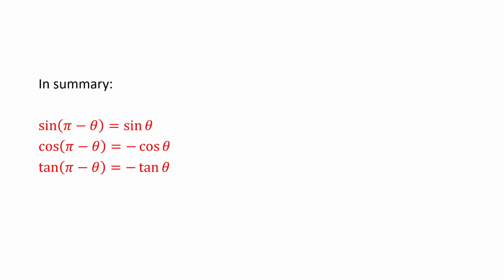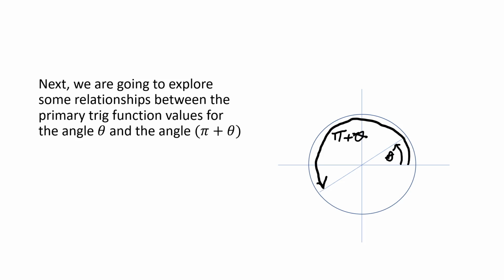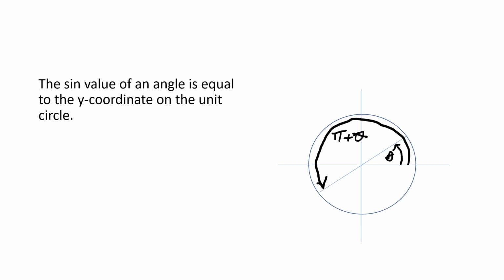Okay, so we've got the three identities shown here. Now, let's talk about when we've got theta and pi plus theta. Well, in that case, say for instance, we've got 40 degrees and 220 degrees, or 80 degrees and 260 degrees. If that's the case, we have a situation as shown here.